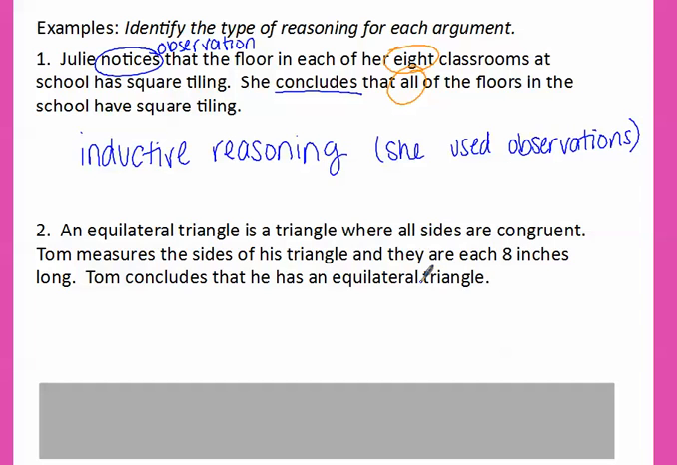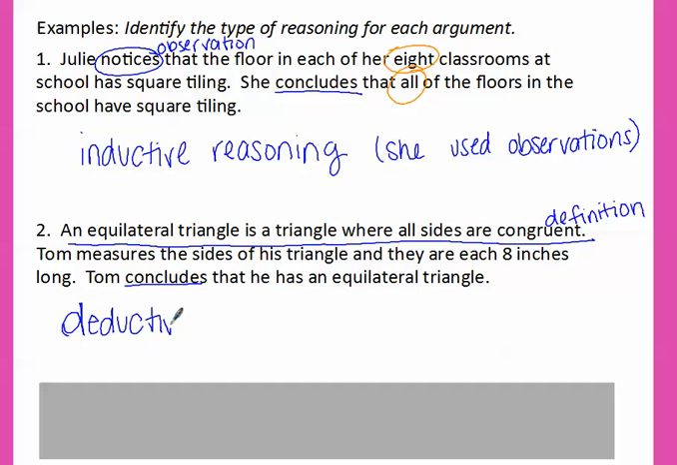An equilateral triangle is a triangle where all sides are congruent. This right here is the definition of an equilateral triangle. Tom measures the sides of his triangle, and they are each 8 inches long. Tom concludes that he has an equilateral triangle. This is deductive reasoning. Because he used a definition.